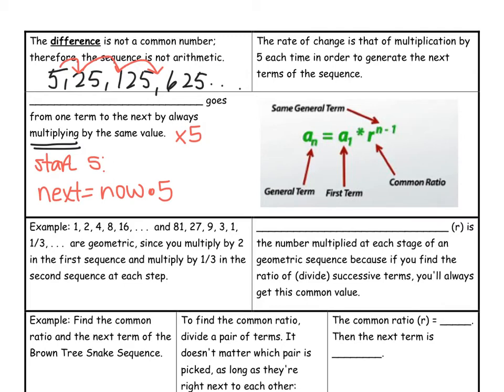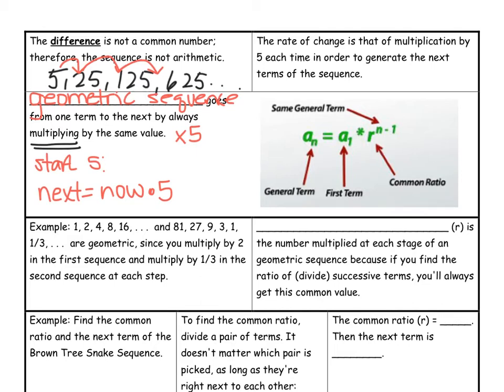So if we look at a formula for a geometric sequence, and that's what this is, it's called geometric. Sorry, I forgot to write that in there. And a geometric sequence goes from one term to the next by always multiplying by the same number. And again, in the case of the brown tree snake, we're multiplying by 5.